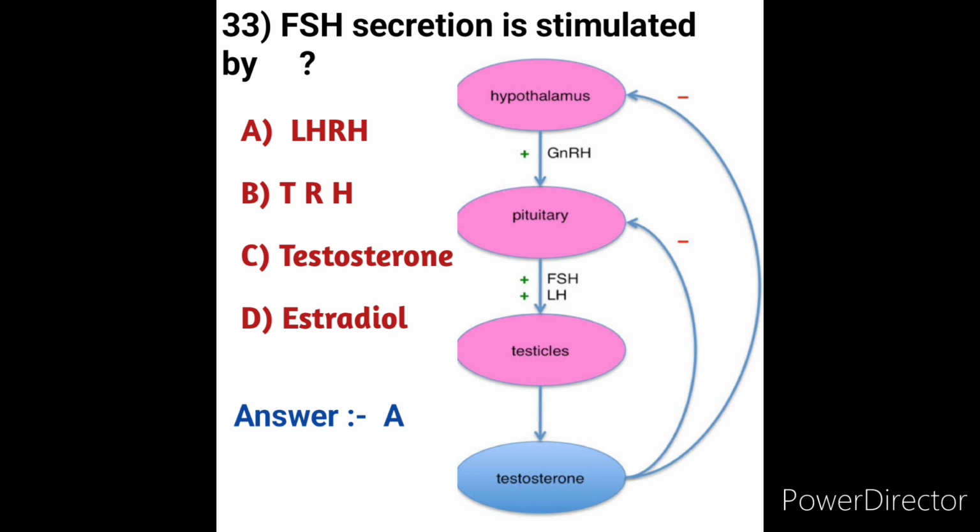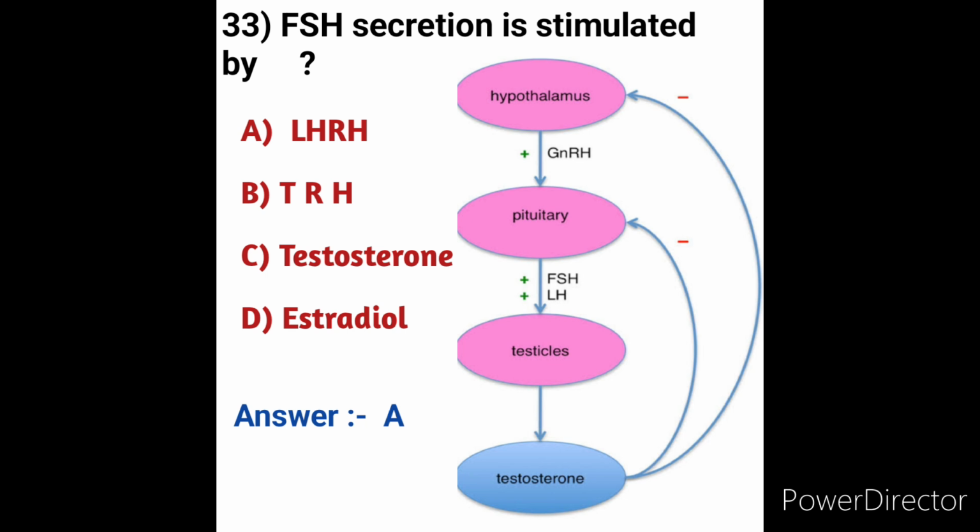Okay friends, here in this picture you can see FSH secretion stimulated by GnRH, gonadotropin releasing hormone. Here one more additional point: the pituitary gland produces FSH, the hormone responsible for starting follicle development, follicle meaning the female egg. FSH secretion is stimulated by LHRH or GnRH. Option A is the correct answer here.